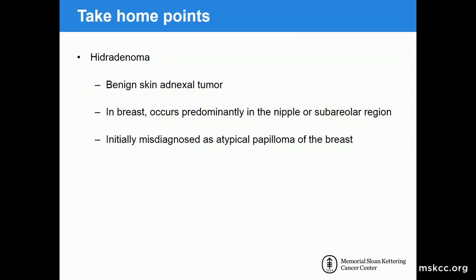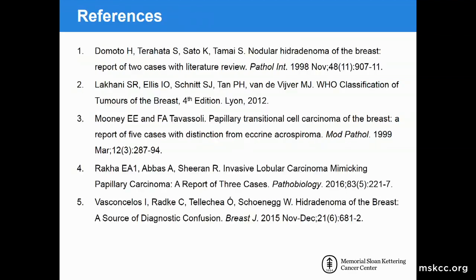So take-home points for this: Hidradenoma, benign skin adnexal tumor. In the breast, it occurs predominantly in the nipple or subareolar region, and it's initially misdiagnosed as an atypical papilloma of the breast. I just thought this was a good case to present because sometimes when you're signing out in subspecialty services, you see a papillary lesion, you may automatically go to that. And this actually had significant implications for the patient. This is completely benign. She'll just receive routine follow-up as she normally would, breast examinations, and she'll be fine. And that's it.